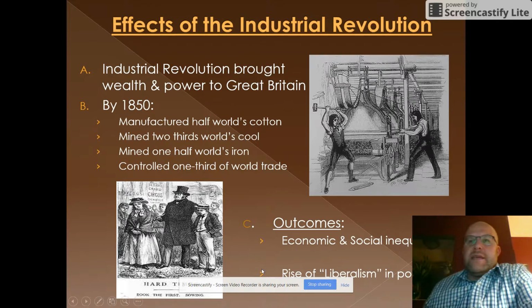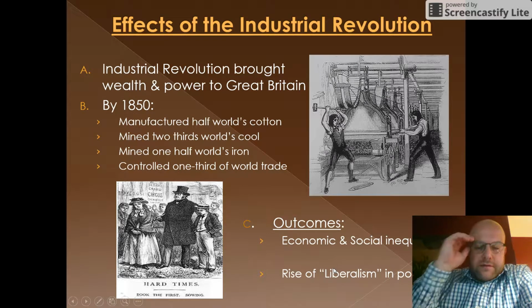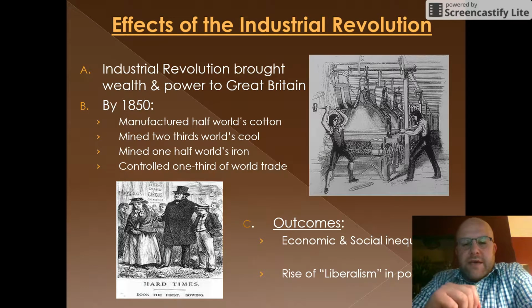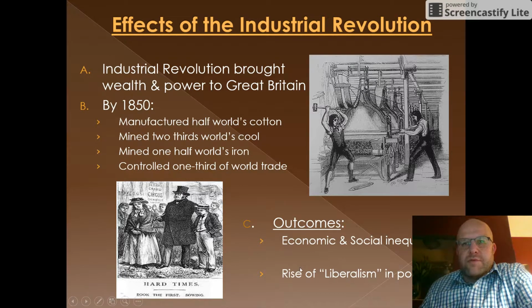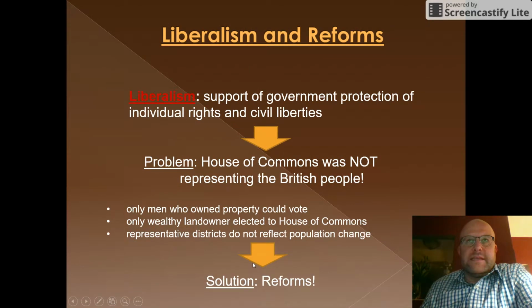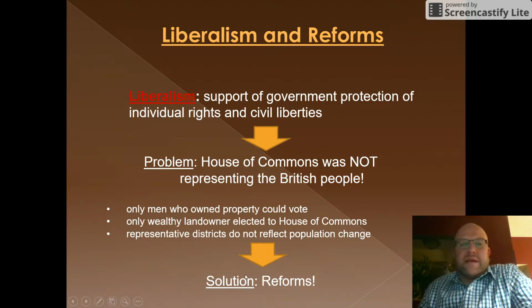The outcome of that being an economic and social inequality, with business owners owning a lot of the factors of production, the capitalism, resulting in low wages and high hours for the working class, as we've talked about during the Industrial Revolution. And there was a call for reforms, or a rise of liberalism in politics. And that liberalism was the support of government protection and individual rights and civil liberties.